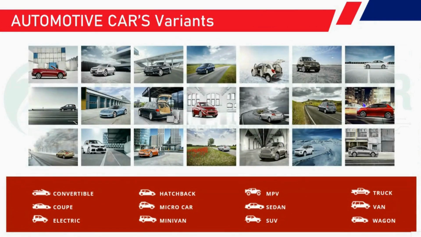Specifically, if you see, there are different variants. They all belong to one family, and they have different variants: convertible, coupe, electric, hatchback, microcar, minivan, MPV, sedan, SUV, truck, van, and wagon. These are the different types of variants which are available to drive.